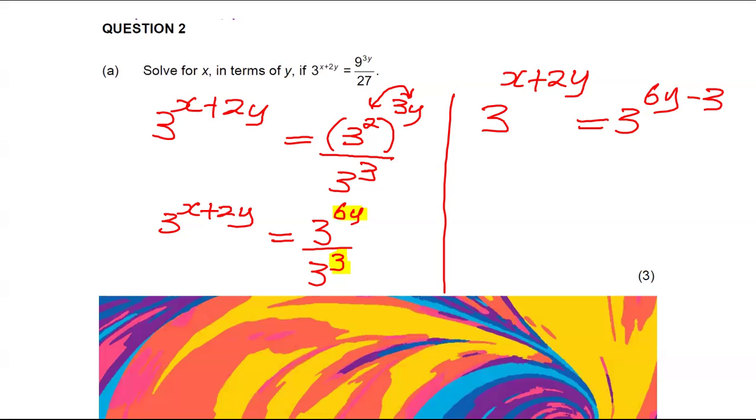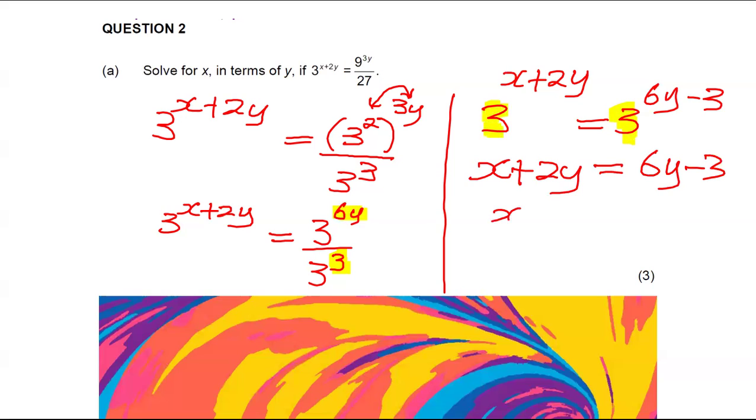So all I'm going to do here is to drop these bases here, the 3 and the 3. We are going to just drop them. I normally say when the bases are the same, you just equate the exponents. I don't mention the dropping part, okay? So what we're going to have here will be x plus 2y is equal to 6y minus 3.